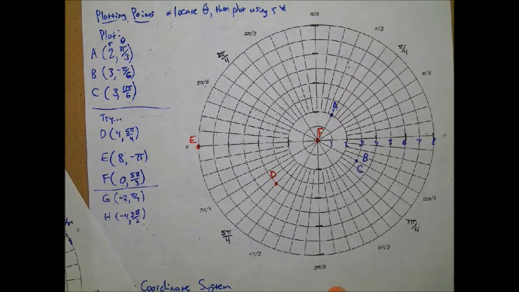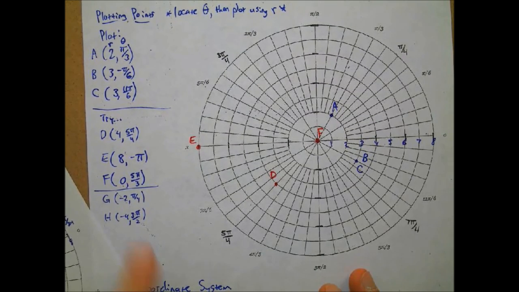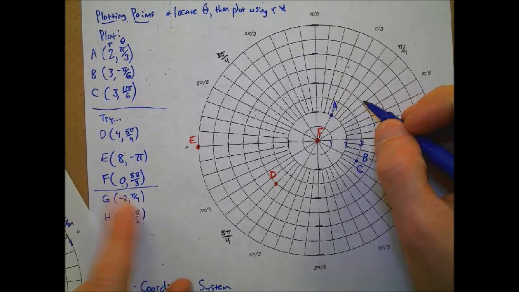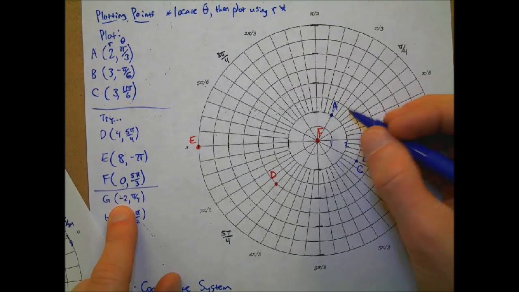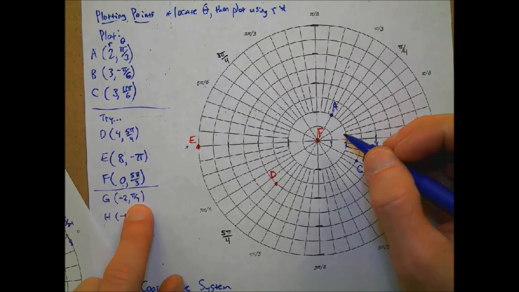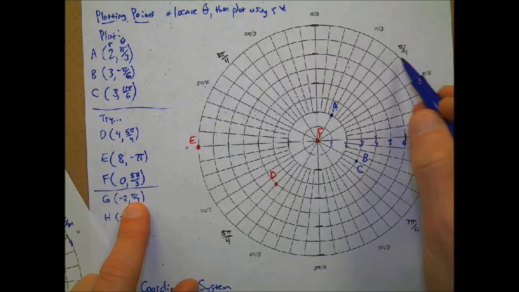It goes in exactly the opposite direction. Exactly right. So for the thetas, yes. For r, there is no rotation for r. So for g, okay, we'll locate pi over 4. So there's pi over 4, right?